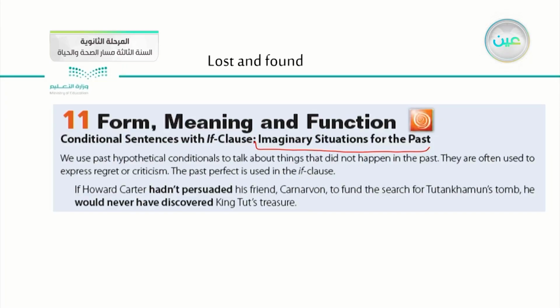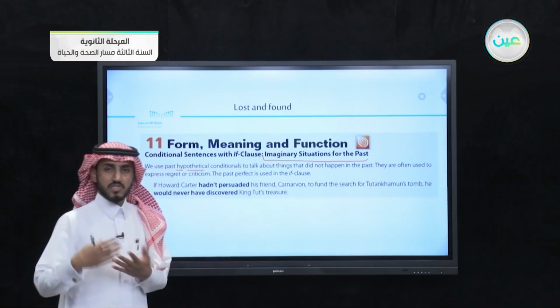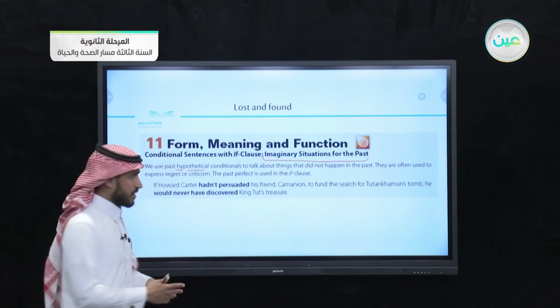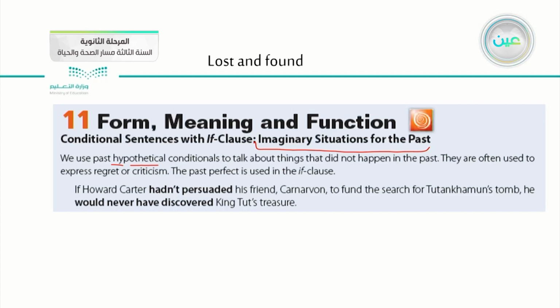We use past hypothetical conditionals to talk about things. Hypothetical means something not practical, something that didn't happen. It's just hypothetical, just a theoretical thing. We are just assuming that if we do this, or if we have done this, another thing will happen. So it's just a hypothetical or theoretical way of talking. So we use past hypothetical conditionals to talk about things that didn't happen in the past.